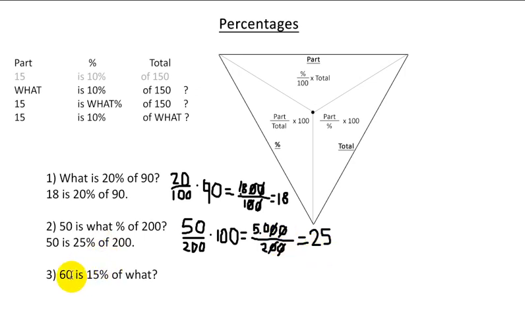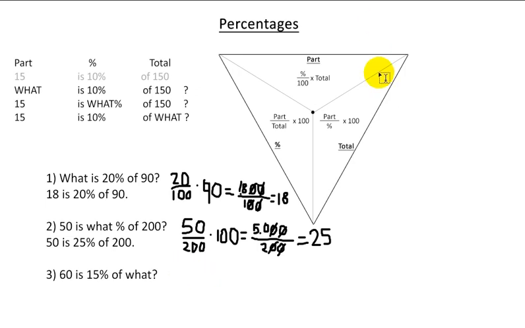The last question says, 60 is 15% of what? Okay, so immediately I know the percentage. So it's not this. Then it says 60 is 15%. 60 is 15% means that it's not the entire thing. It's not the whole. It's not the total. So my unknown here is the total. That's kind of the whole difficulty of percentages, is figuring out, wait, this 60, is it the part or is it the total? That's the only thing that's actually difficult about percentages. After that, you just use this formula right here: the part over the percentage times 100.